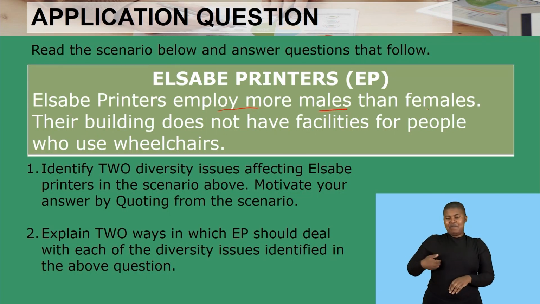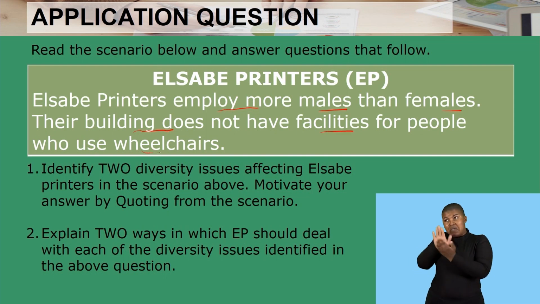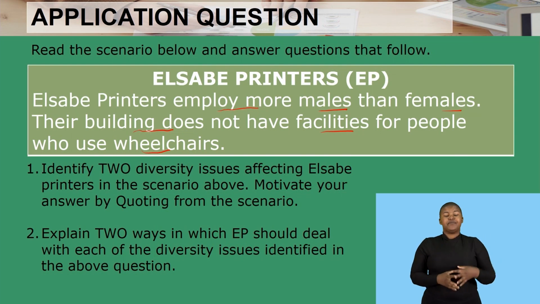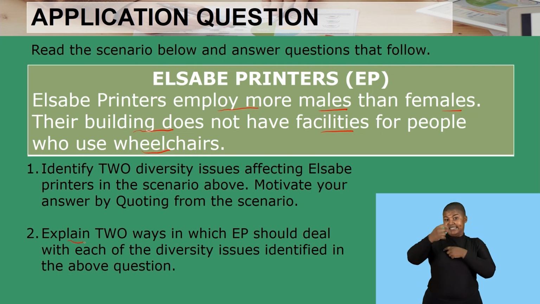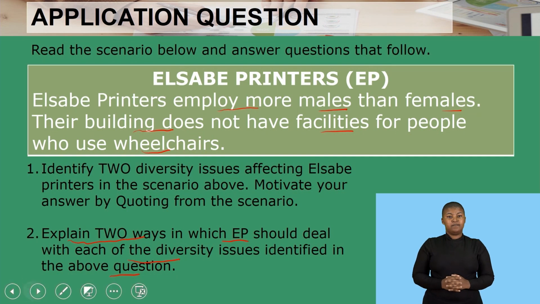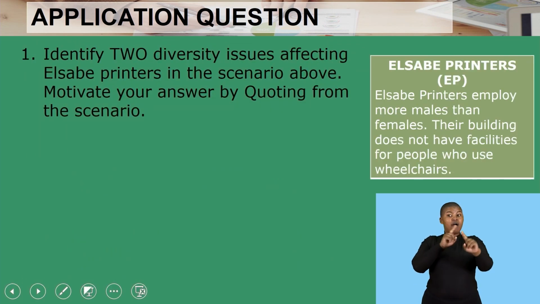So the first diversity issue here is that the business employs more males than females. So it means they are failing to deal with a particular diversity issue. And then another one is that their building does not have facilities for people who use wheelchairs. So this is another aspect that the business is failing to deal with. Hence, the second question says to us, explain two ways in which El Sabe Printers should deal with each of the diversity issues identified in the question above. Now, let us go about trying to answer this question.